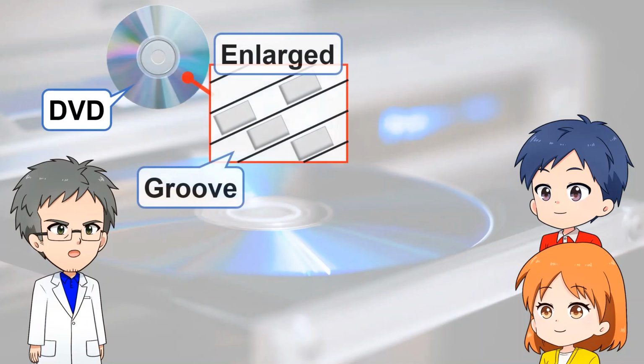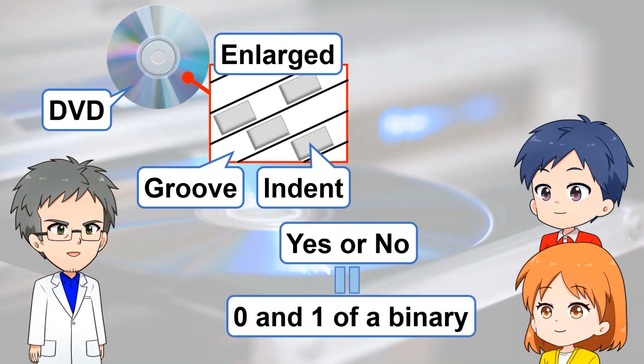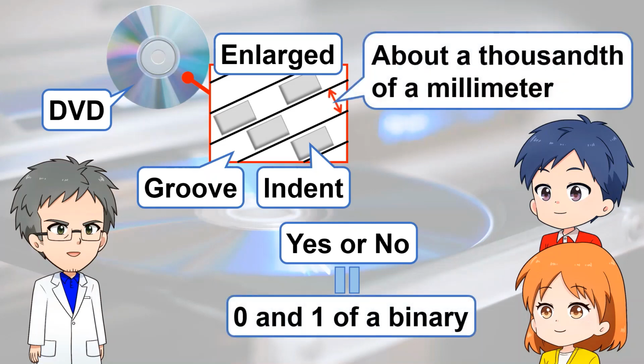DVDs have grooves in which many indents are lined up. Put simply, the presence of an indent represents the 0 and 1 of a binary. The laser beam is shown into the indents lined up in the groove that is about 1/1000th of a millimeter wide. The optical sensor reads the intensity of the reflected light. That's a really narrow groove. The laser beam must be pretty narrow too.